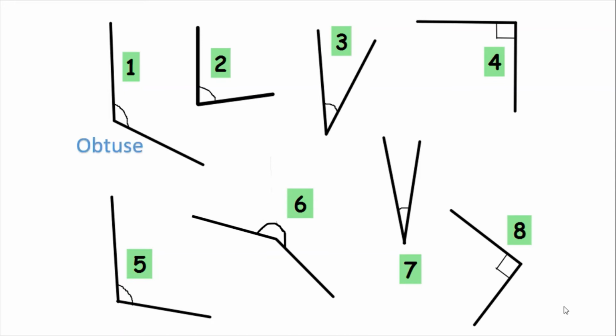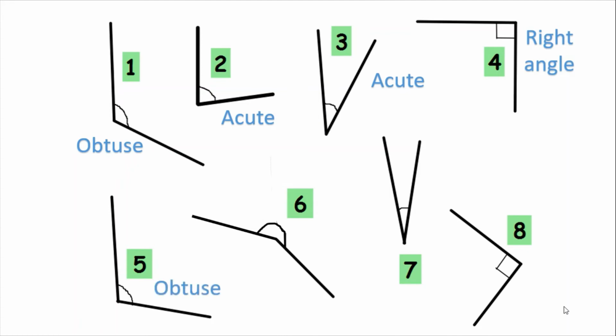Number 1 is an obtuse angle. It's bigger than a perfect corner, bigger than 90 degrees, but it hasn't reached a straight line. So 1 is obtuse. 2 is acute. It's very close to being a right angle. It's probably just slightly less, maybe 86 degrees or so. That is an acute angle. Number 3 is also an acute angle because it's small, smaller than 90 degrees. Number 4 is a right angle. Telltale sign, you've got the square box in the corner, which shows it's a perfect corner. Right angle.